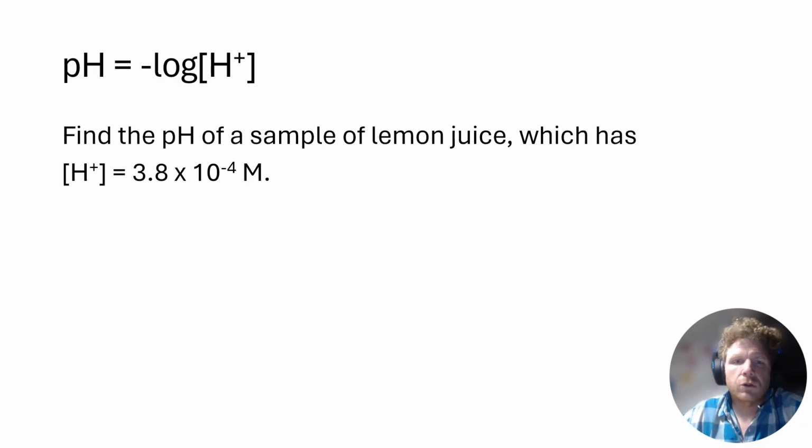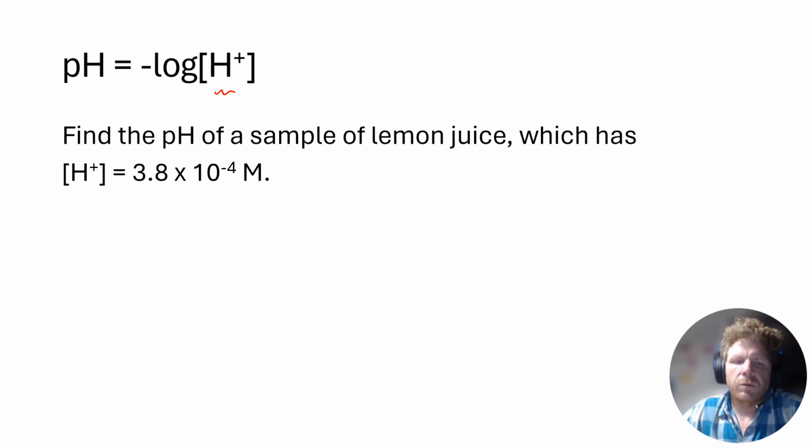A neutral solution has a pH of 7. A basic solution has a pH greater than 7, and acidic solutions have a pH below 7. Now, what does that mean? Well, what that ultimately means is it's a measure of the hydrogen ion concentration or proton concentration.